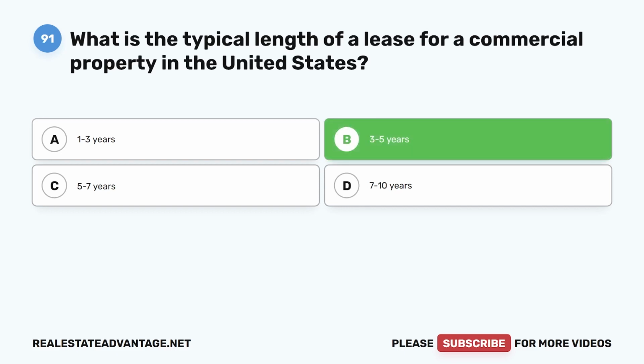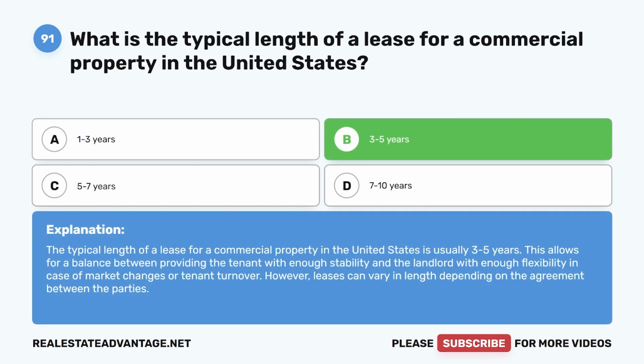3 to 5 years. The typical length of a lease for a commercial property in the United States is usually 3 to 5 years. This allows for a balance between providing the tenant with enough stability and the landlord with enough flexibility in case of market changes or tenant turnover. However, leases can vary in length depending on the agreement between the parties.